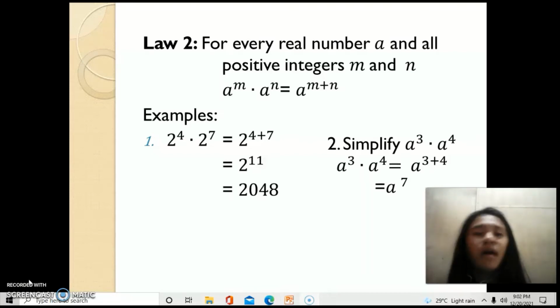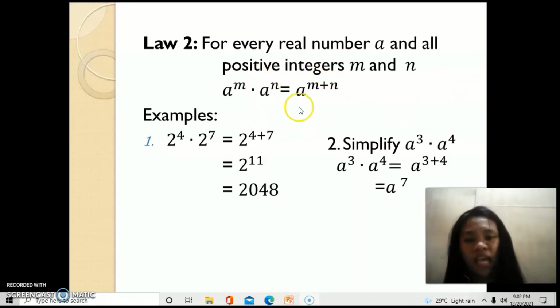Law number 2: for every real number a and all positive integers m and n, we have a raised to m times a raised to n is equal to a raised to m plus n. So it was easy for us. For example, number 1, we have 2 raised to 4 times 2 raised to 7. We're just going to add the exponents.